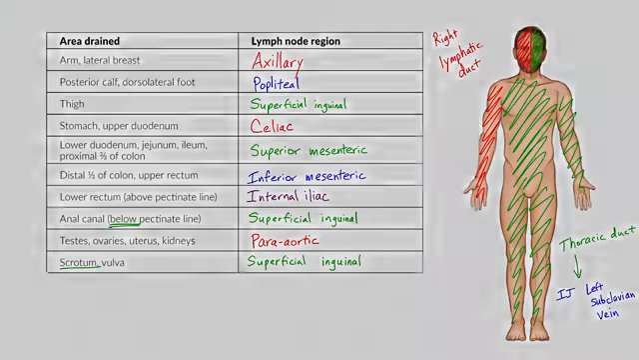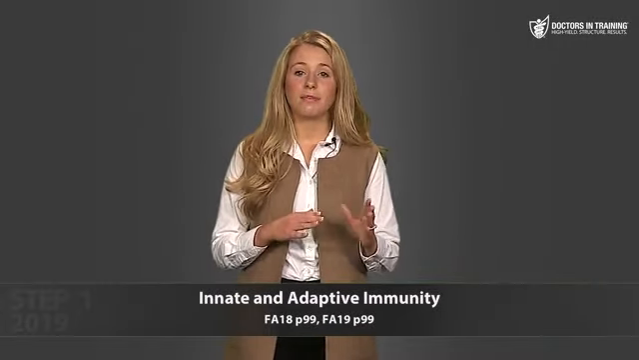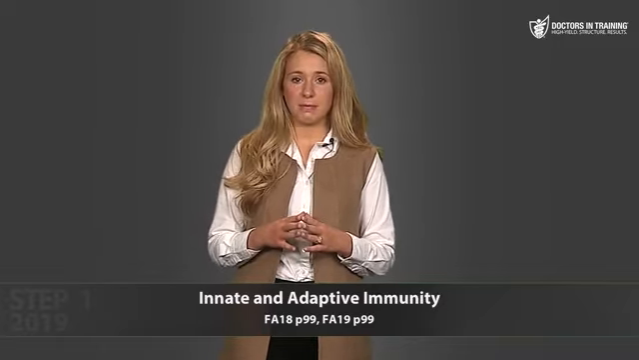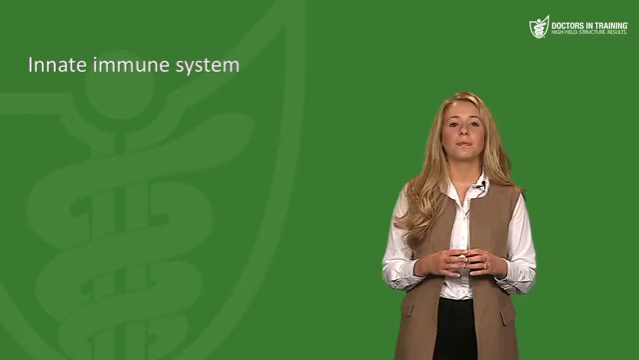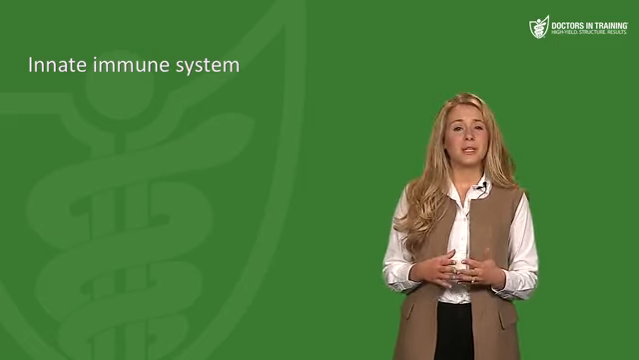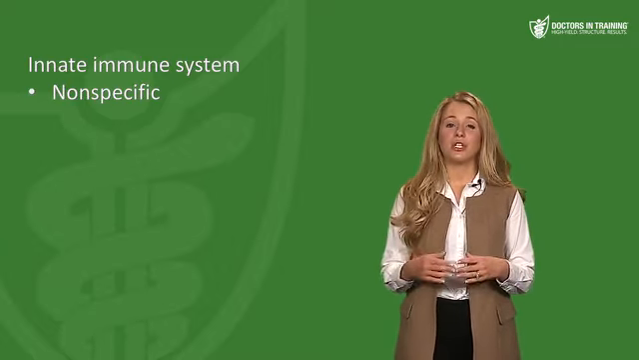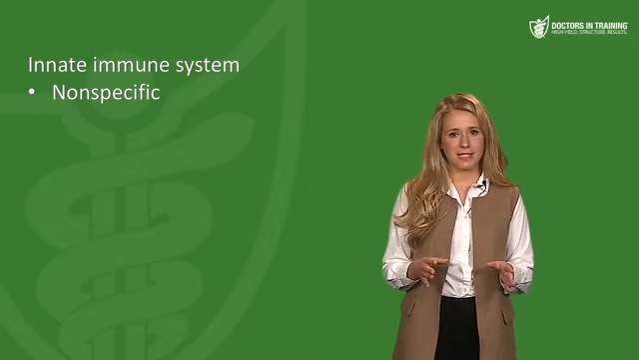Just as we divided the organs of the immune system into primary lymphoid organs and secondary lymphoid organs, we can talk about the functions of the immune system as innate immunity and adaptive immunity. The innate immune system is fairly primitive. It's nonspecific. It includes cells like macrophages that pretty much attack any foreign invader. And that's what I mean by nonspecific.